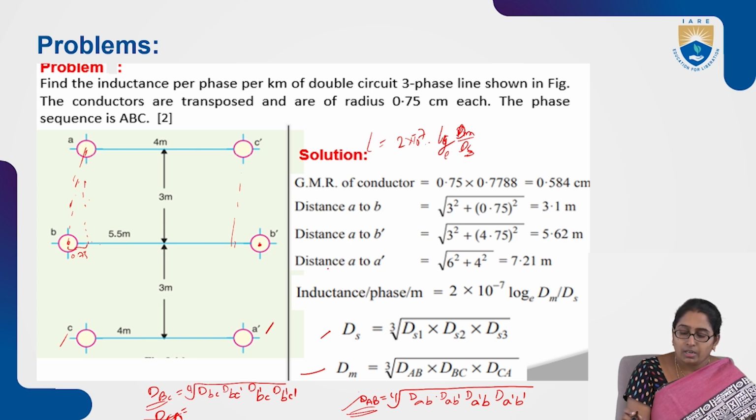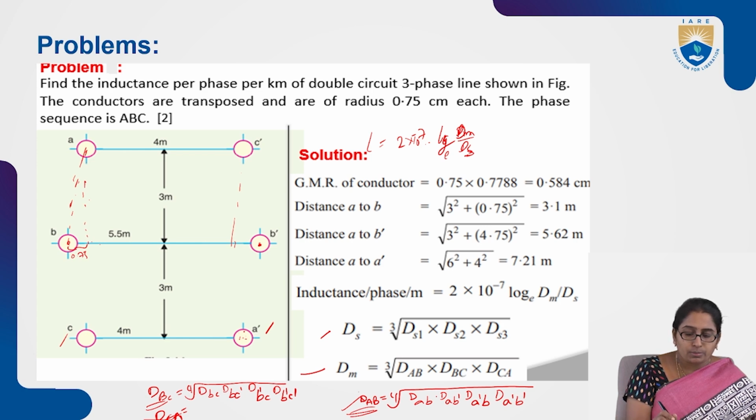Next. So then what? A dash B. A dash B is how much? Look at the diagram. Square root of 3 square. A dash B means this one, right? From here to here. It is given as square root of 3 square plus again 4.75 whole square.